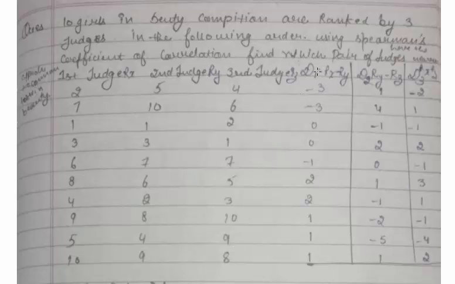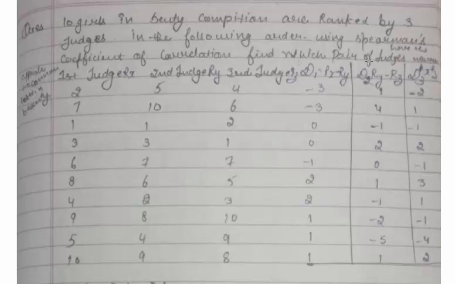Firstly, we find D1. D1 means we find the rank difference for judge 1 and judge 2. Then we find Rx minus Ry: 2 minus 5 is minus 3, 7 minus 10 is minus 3, 1 minus 1 is 0, and so on. Then we find D2.